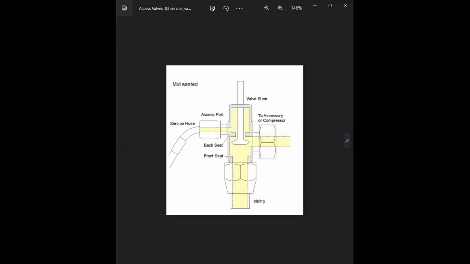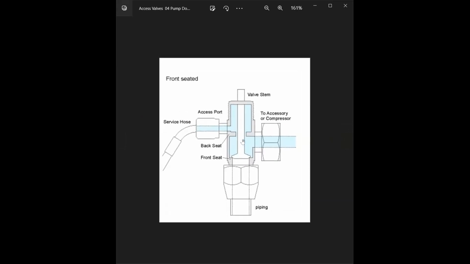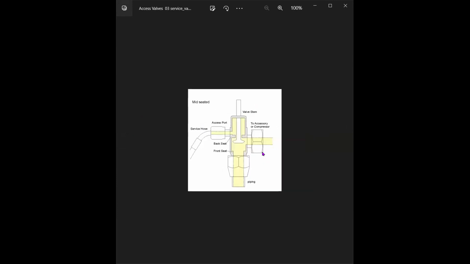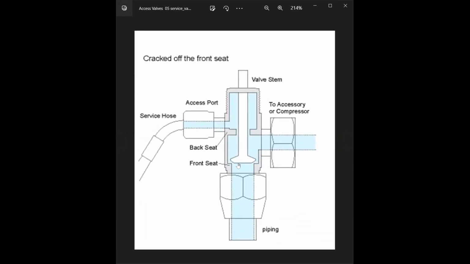That is also possible. Then the next position is position number 4. You see position number 4 is this, that it is cracked off, the front seat. Now this is used for test throttling the refrigerant flow to the suction service valve.